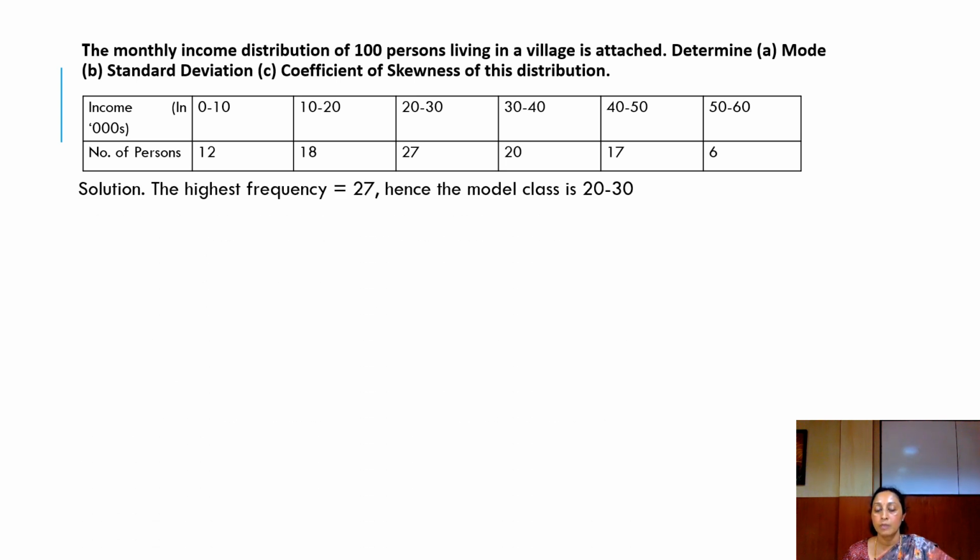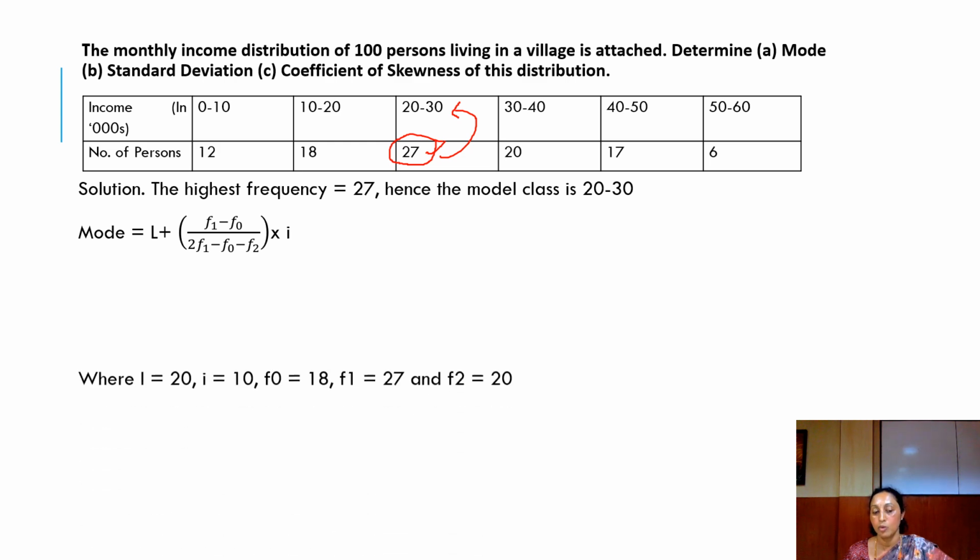Here we observe that the highest frequency is 27. Therefore, we say that the modal class is 20 to 30. Once we identify the modal class, we want to find the mode. So we use the formula: mode is equal to L plus (f1 minus f0) divided by (2f1 minus f0 minus f2) multiplied with the class interval, where f1 is the frequency of the modal class, f0 is the frequency preceding the modal class, and f2 is the frequency succeeding the modal class.